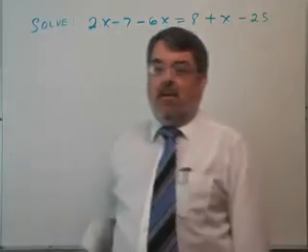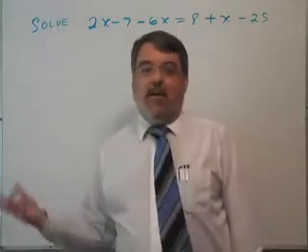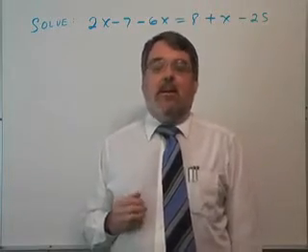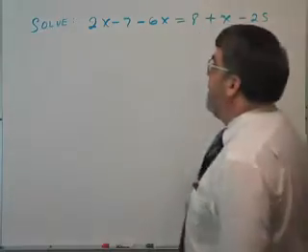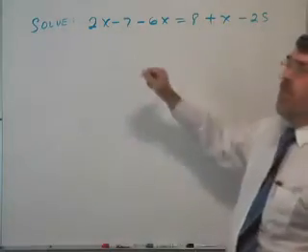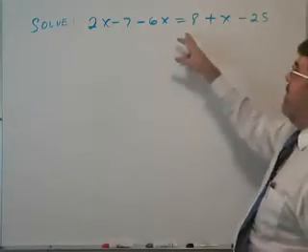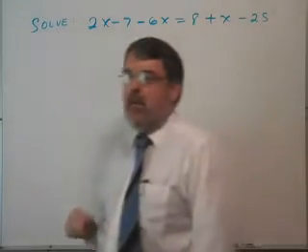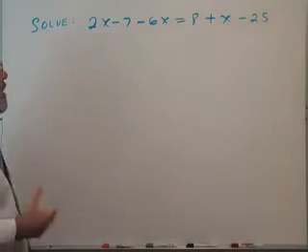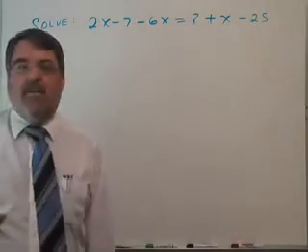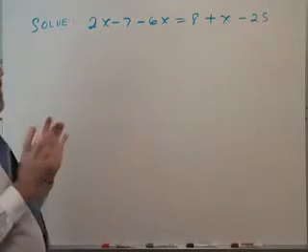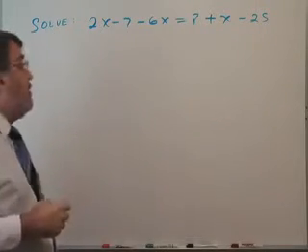And here we are. In these videos, I'm going to read everything I write on the board, just to make sure it's clearly legible as to what you're seeing. So this says to solve 2x minus 7 minus 6x equals 8 plus x minus 25. Okay, now our first step, probably one of the best steps we can take here, is to shrink down both sides. So I'm going to combine terms on each side separately.